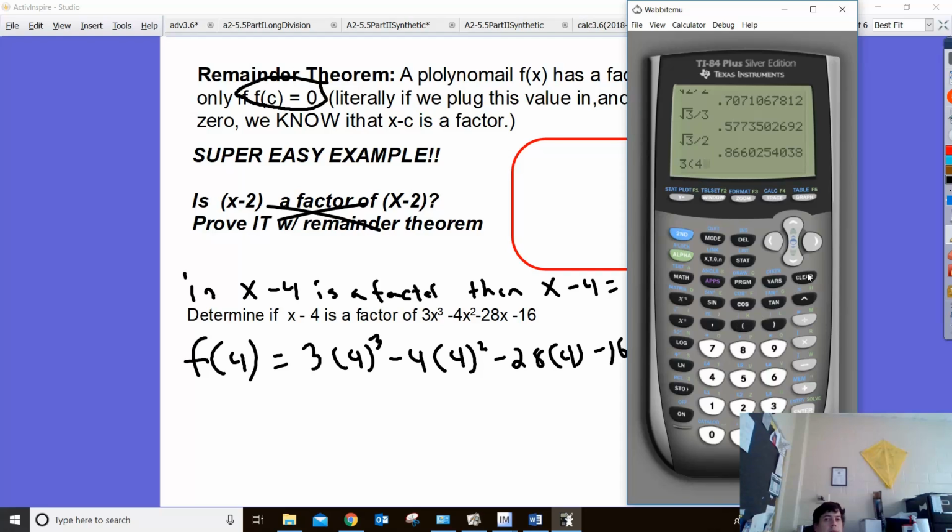Whoops. Sorry, I said I was going to use a storage feature, didn't I? Take a 4, STO X. We've been through this. 3x to the third. Pay attention to your calculator. This one goes up next. I know it's 0. Unless y'all are not listening to me. I know it's 0, kids.